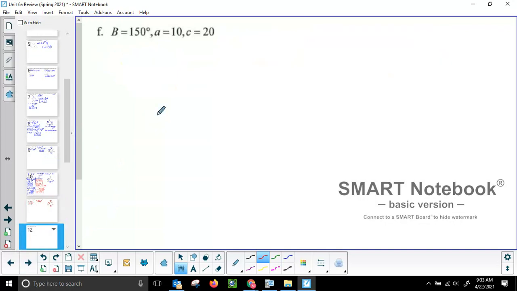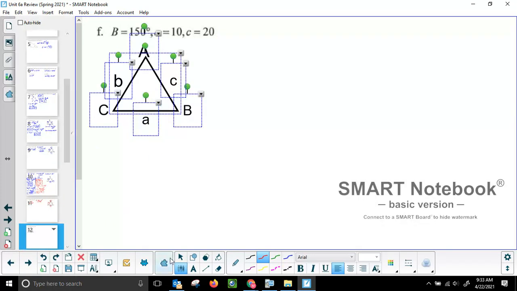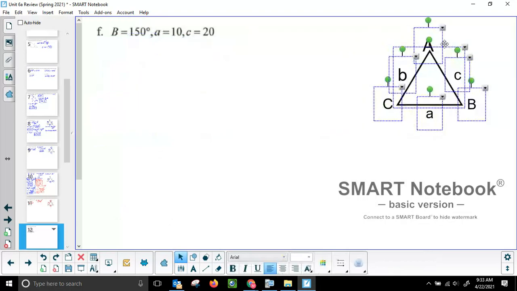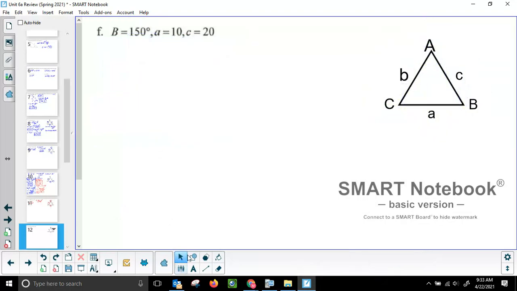All right, here. Again, we circle what we're given. So we're given angle B, side A, and side C. This is side, angle, side. So this is law of cosines, but the regular one.